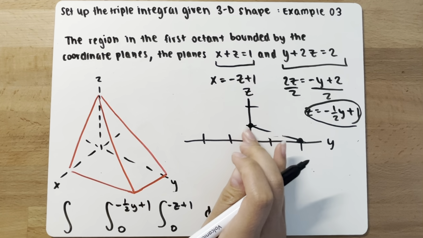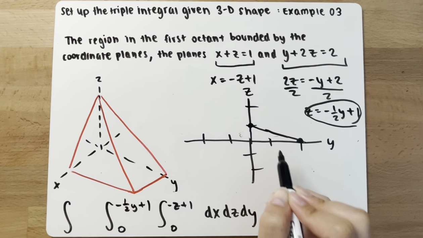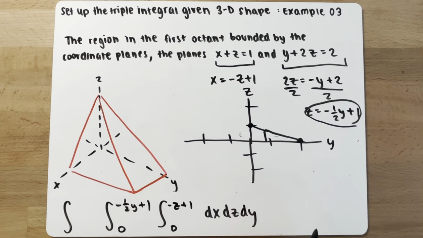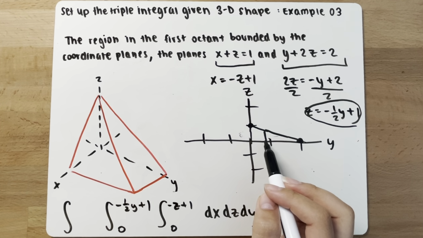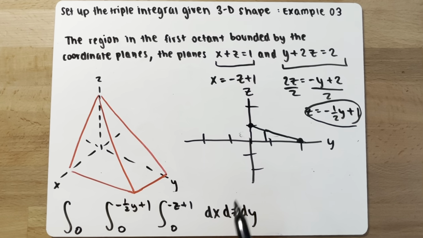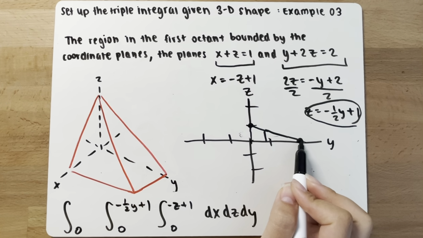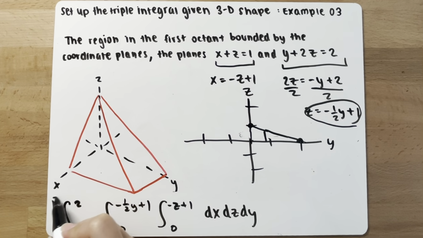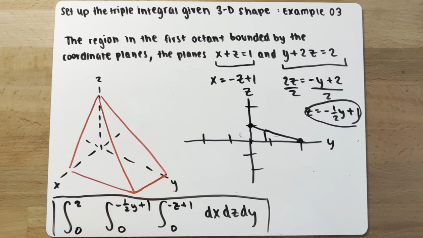Now, if you want to find dy, your slider will look like this. And you could go from left to right. And when you go left, you can only go left until this point, which is 0. So your lower boundary is 0. And right, this point, which is 2. So your upper boundary is 2. So this will be your triple integral setup for this 3D shape right here.